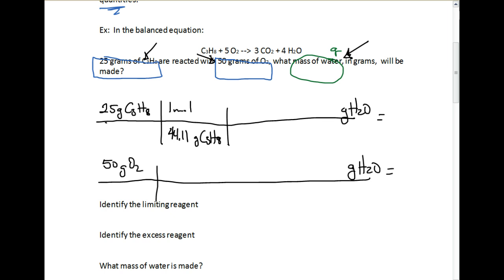Now it's time to go with the unknown over the known. So water is my unknown, so I'm going to write that right here. And C3H8 is my known, and so I'm going to plug in coefficients. So it's a 5 from the balanced equation right there to a 1 ratio from the balanced equation right there.